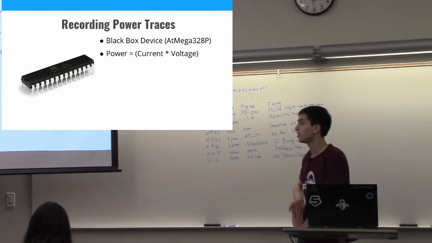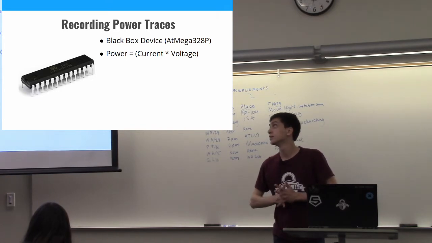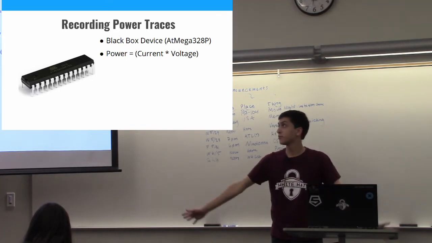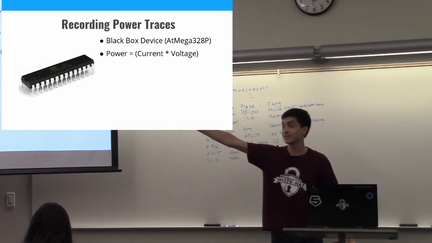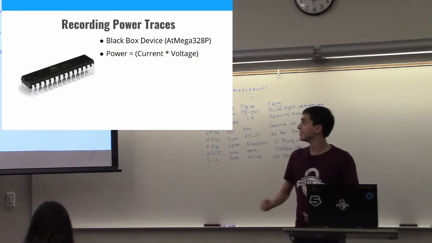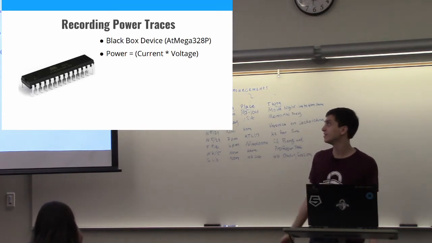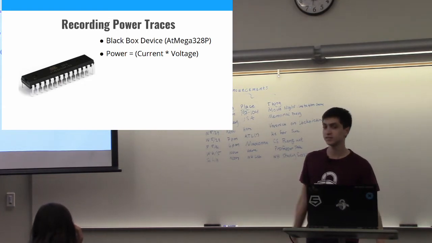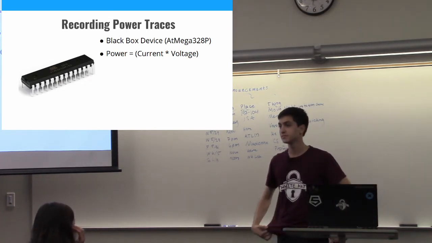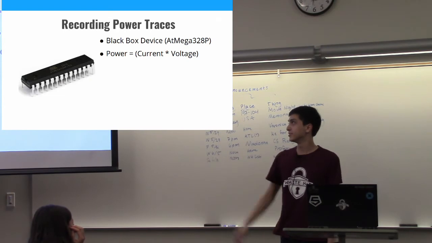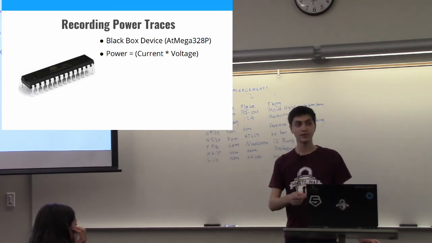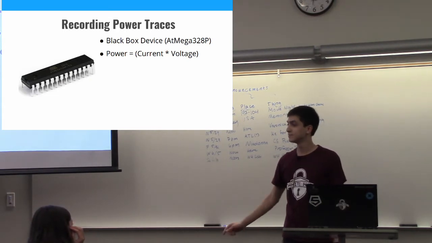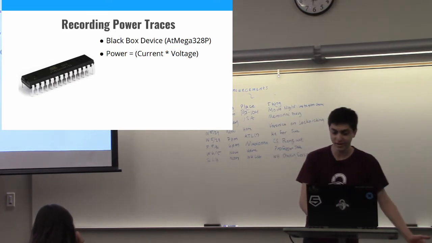So first, let's start off with how you record power traces. It's just a black box device. It's literally a black box. We're going to be doing it on the ATmega328P. It doesn't actually matter what you do it on, but that's what we're going to be doing. And one important thing is power is current times voltage. That's how you calculate it.